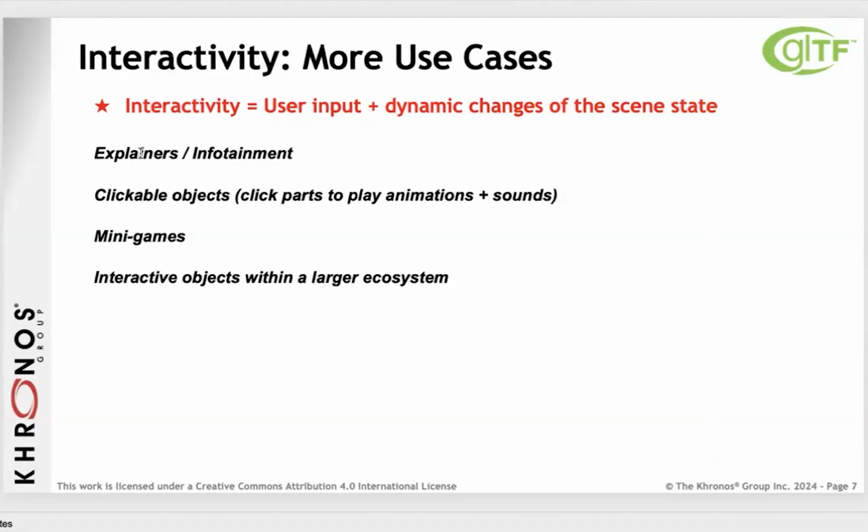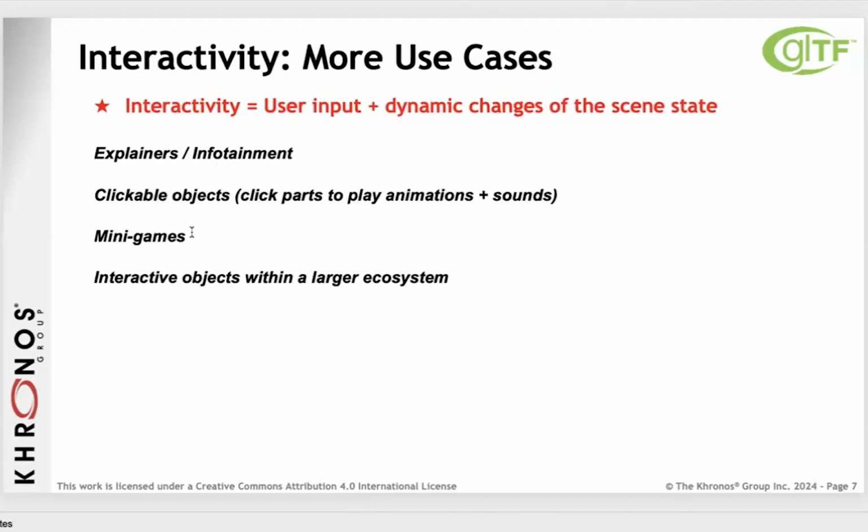Some other use cases we wanted to cover were explainers and infotainment, things of that sort. You might want to be able to get information about things in a museum before going to the museum, or get information from an aquarium, that sort of thing. Many of these are relatively simple and could be done in trigger and action, but some require a little more. Clickable objects, like we talked about: you might want to have a toaster, and before you buy the toaster, you click on various parts and either see an animation, hear a sound, or maybe get additional information about that part.